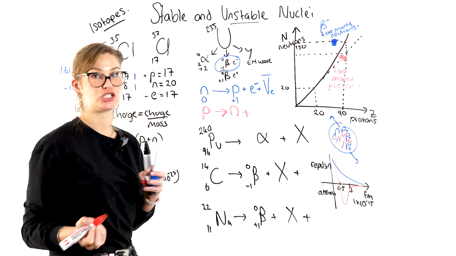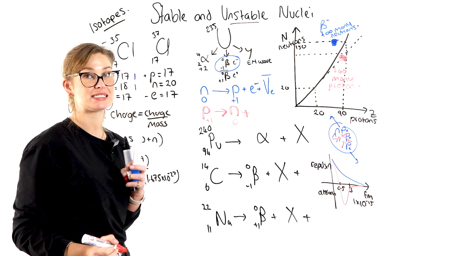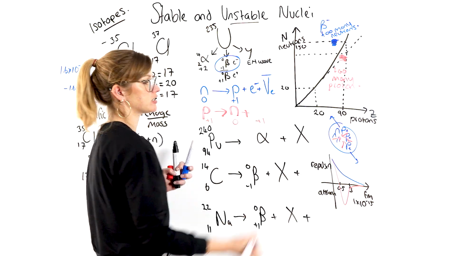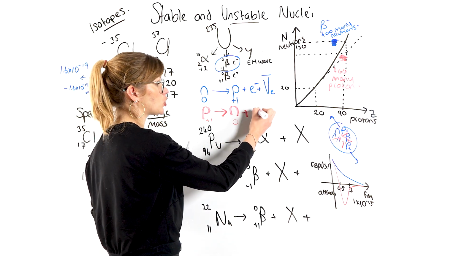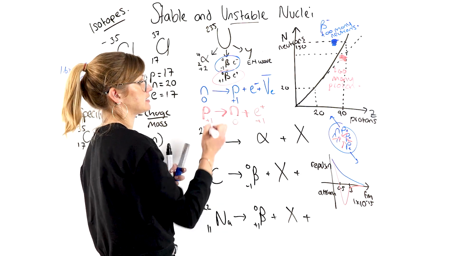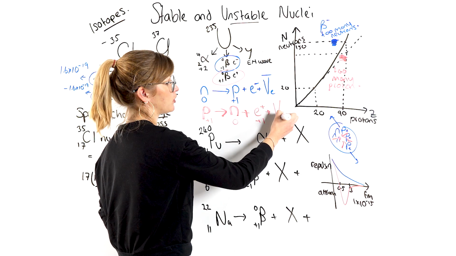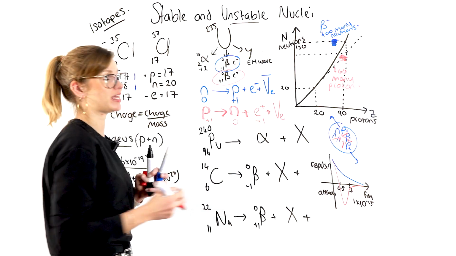And again, I want to look at my charges. So I've got a +1 charge here, a 0 charge here. I need to balance it, so I need something with a +1 charge here. So that's why it's going to be my positron, or my beta positive decay. And the other thing that gets emitted from the nucleus is going to be a neutrino. But again, we're going to learn about how you figure this out in later videos.